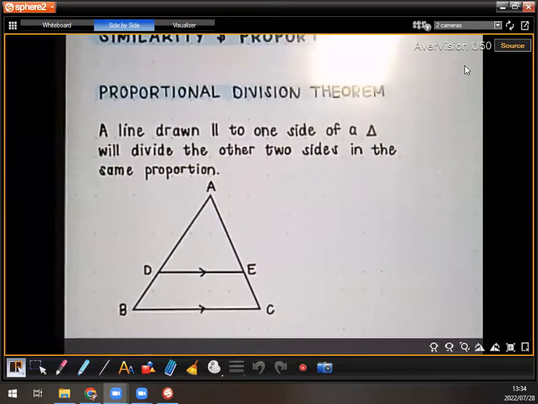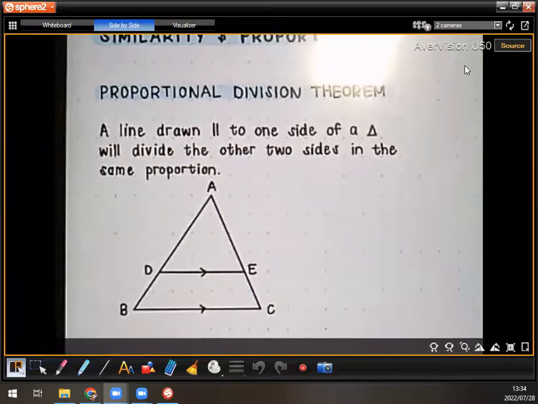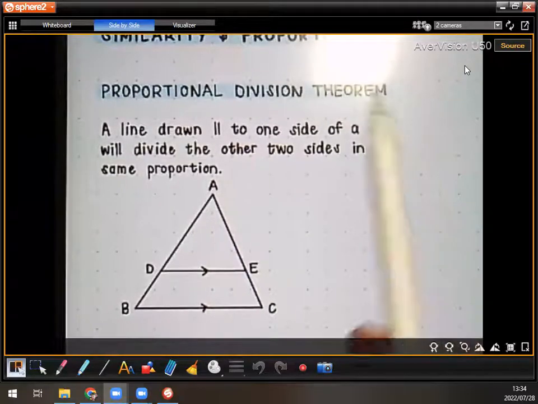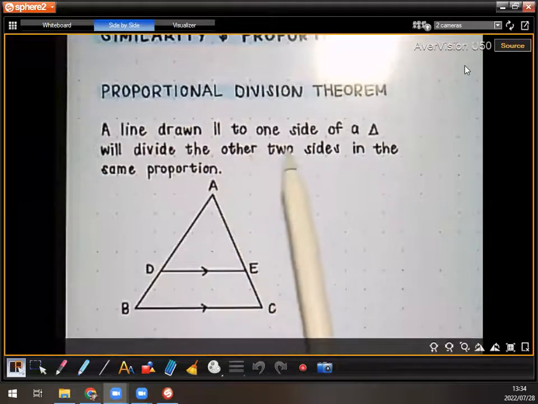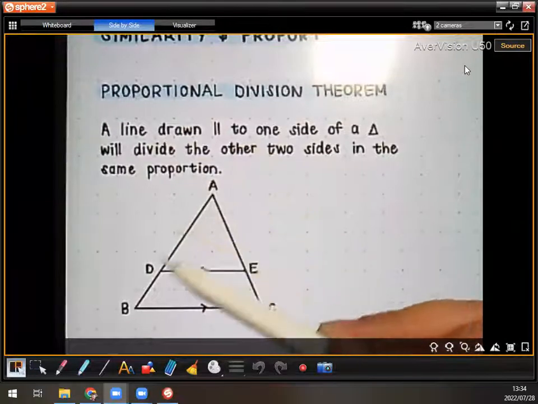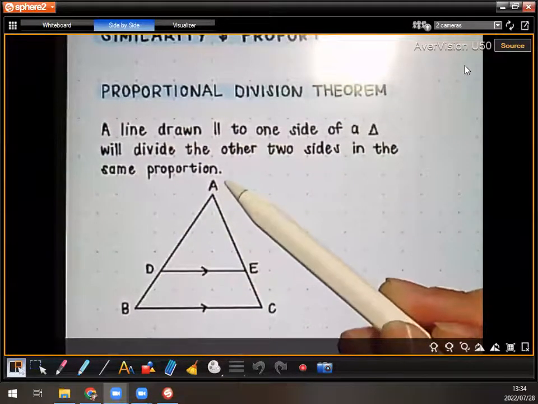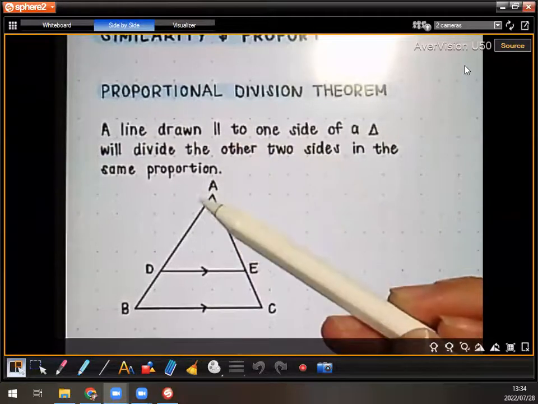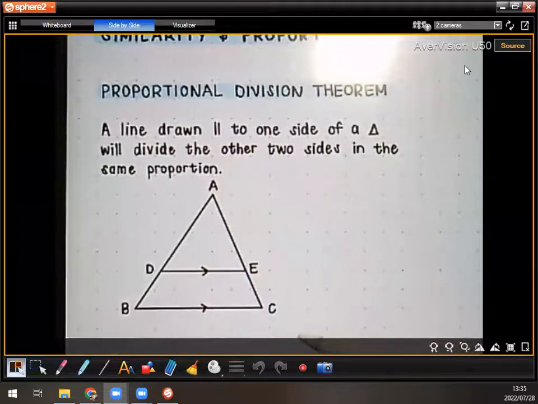Okay, so what does prop theorem say? A line drawn parallel to one side of the triangle. So we're looking at the triangle being triangle ABC, right? Then DE is drawn parallel to side BC. So then they're saying that line will divide the other two sides in the same proportion. So the other two sides that they are referring to here are AB and AC.